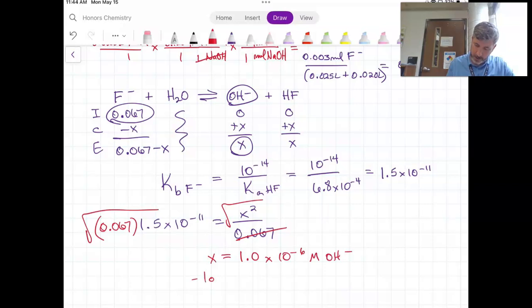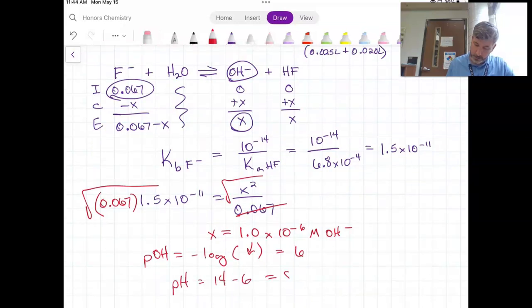And so the negative log base 10 of this number is just going to be 6, right? And remember, that's pOH. So that means pH would be 14 minus 6, which equals 8. And I guess actually for sig figs, I think I should have 2, so 8.00.